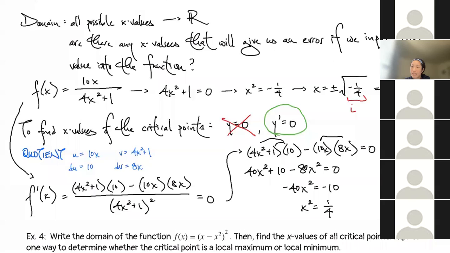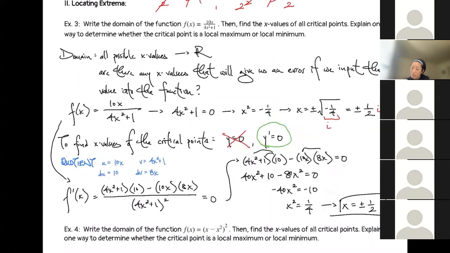Oh. Can I take the square root this time? Because we made a big deal about this last time, that we couldn't take the square root. Can we take the square root this time? Yes, it is positive. So yes, we'll get x equals plus or minus 1/2. Okay, and so what we found here is the x values of the critical points. All right, in particular, x equals plus or minus 1/2.